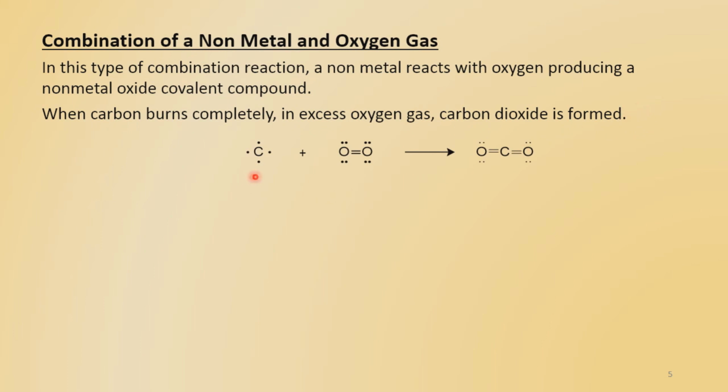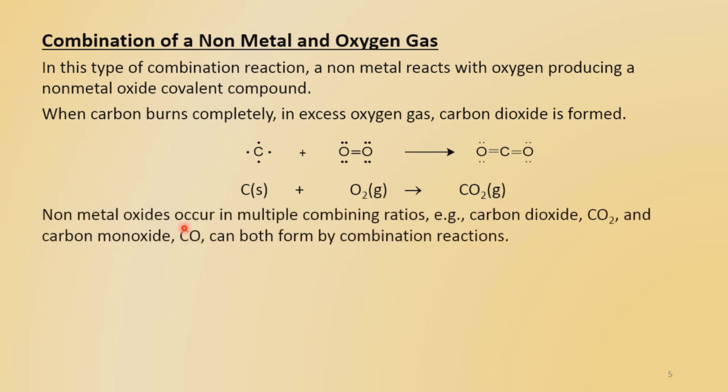Recall that carbon's in group 4A, has 4 valence electrons, and will form 4 bonds with another nonmetal to fill its valence shell. And oxygen in group 6A will form 2 bonds with another nonmetal to fill its valence shell. So the combination of carbon and oxygen producing carbon dioxide provides a structure in which all atoms have their valence shells filled. Here's the chemical equation. It is simply carbon plus O2 produces CO2.